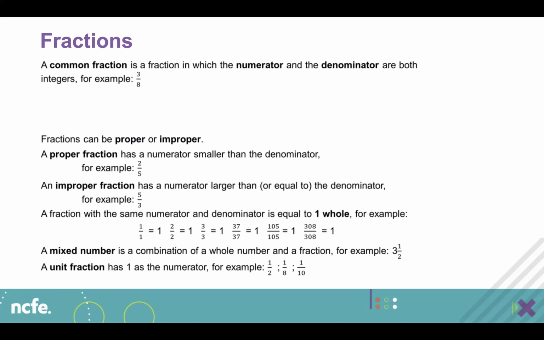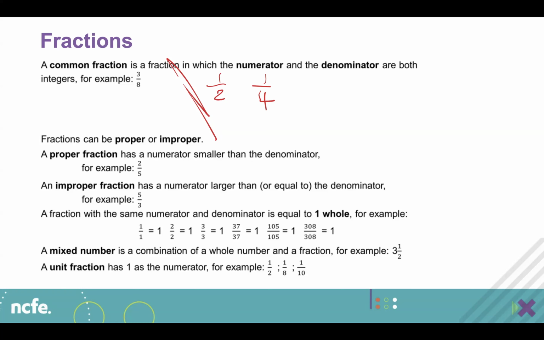So a common fraction is a fraction in which the numerator and the denominator are both integers. For example, 3/8. Another example could be 1/2 or 1/4, and so on. Fractions can be proper or improper.